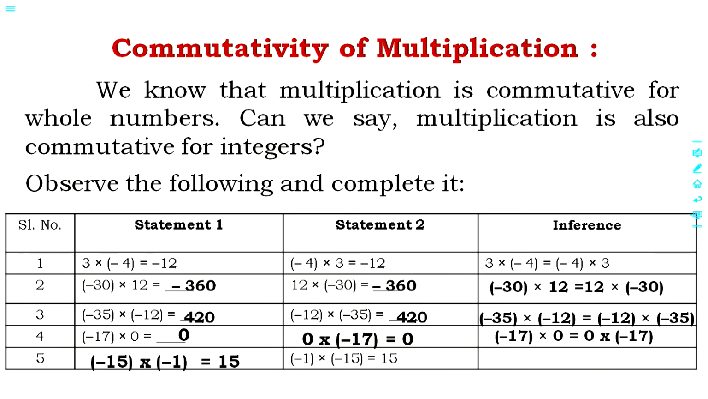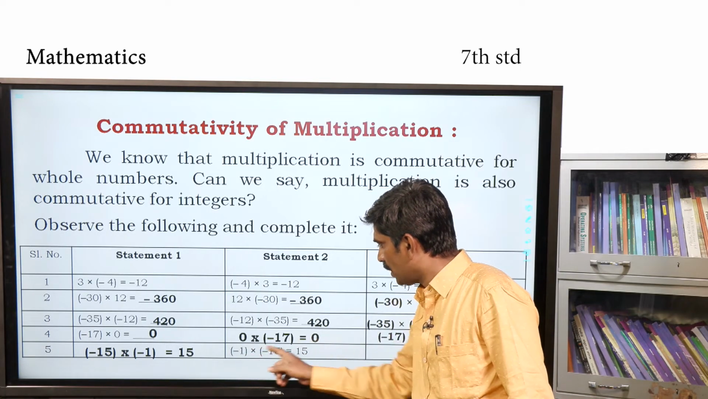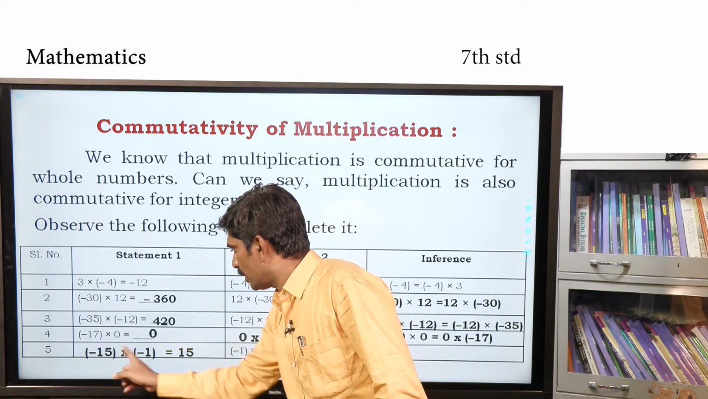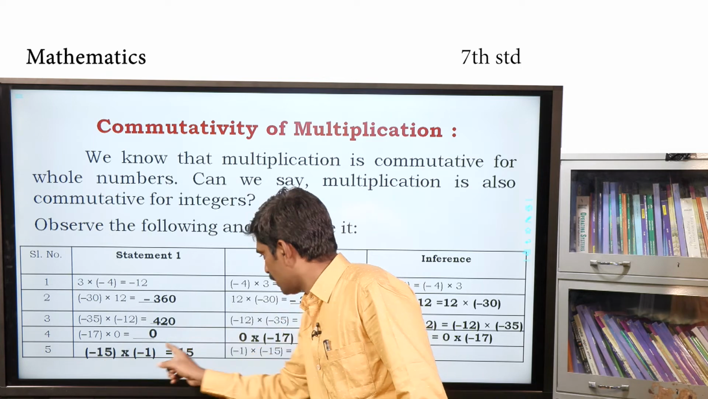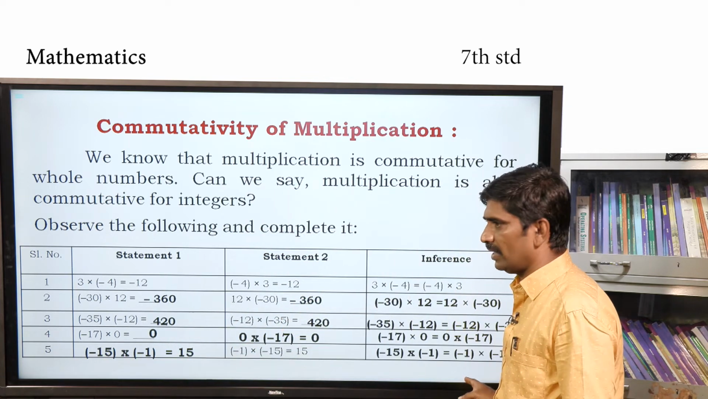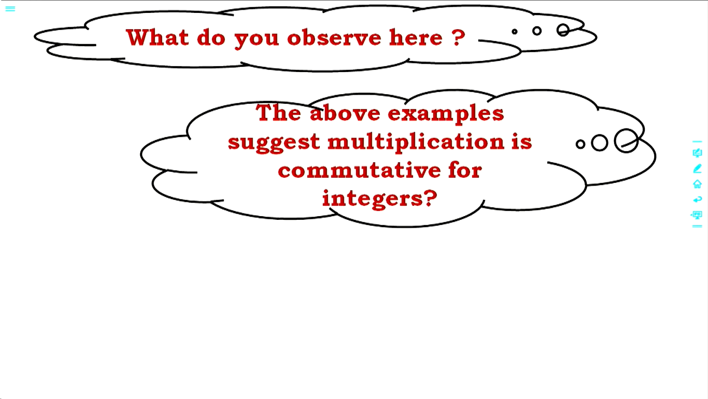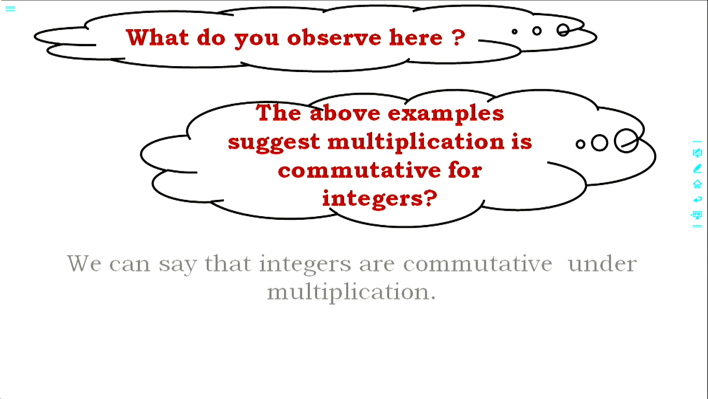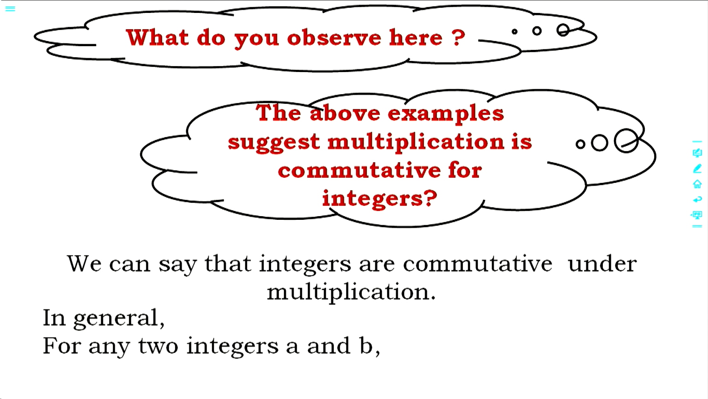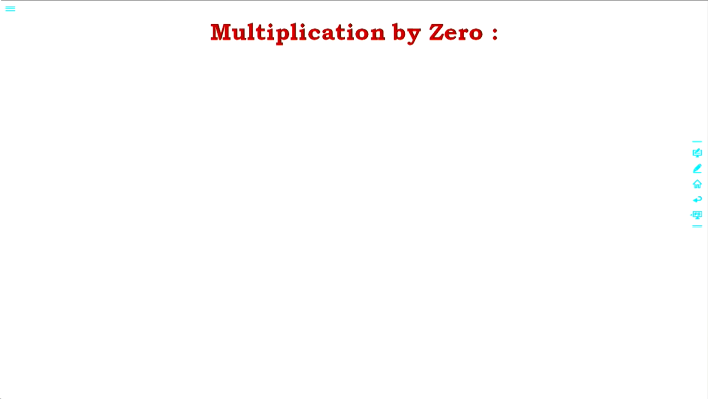Last one, minus 1 into minus 15, minus into minus is plus, 15 ones are 15. Interchange, that is minus 15 into minus 1, minus into minus is plus, 15 ones are 15. Are these two statements equal? Yes. What do we observe here? The above examples suggest that multiplication is commutative for integers. Next we can say that integers are commutative under multiplication. In general, for any two integers a and b, a into b is equal to b into a, that is commutative under multiplication.